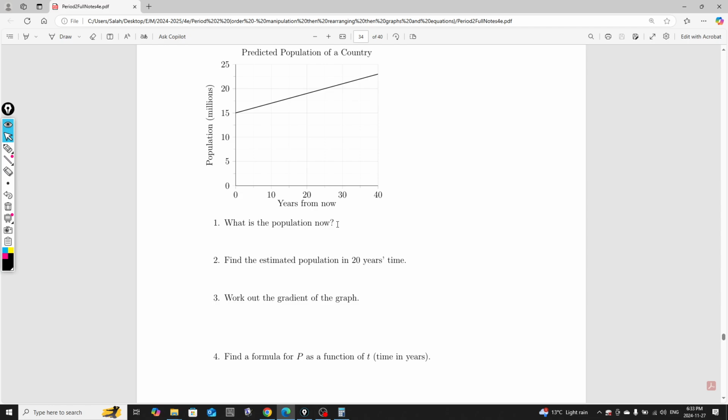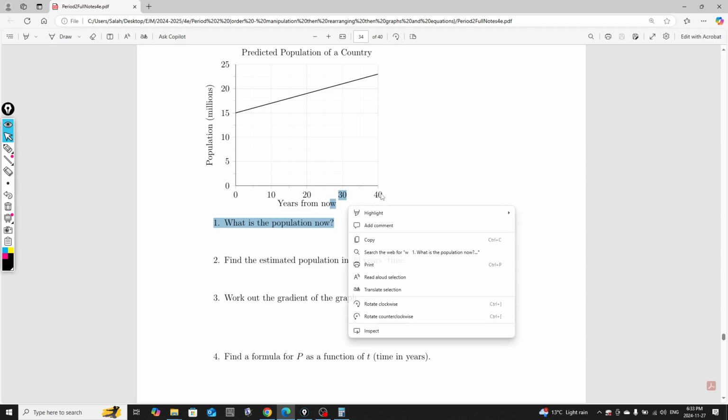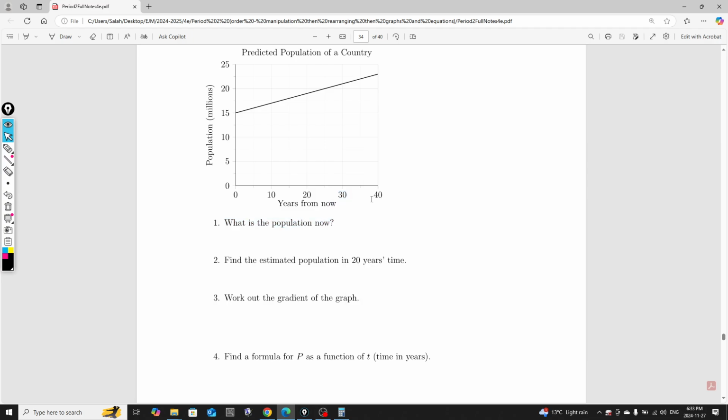Well, the population right now happens at exactly 0 years from now, right? Because 10 years from now would be in the future, right? And 20 years from now would be in the future as well, okay? As would 30 and 40. But I don't want those. I want the population right now, which means 0 years from now. So all I have to do is find the part of my graph that has an x value of 0, okay?